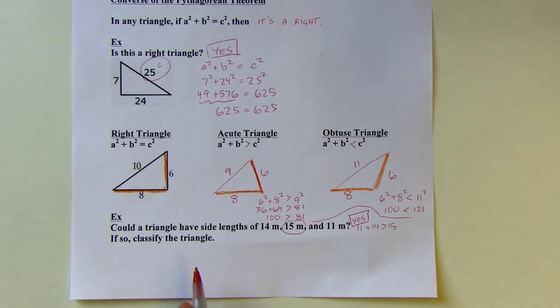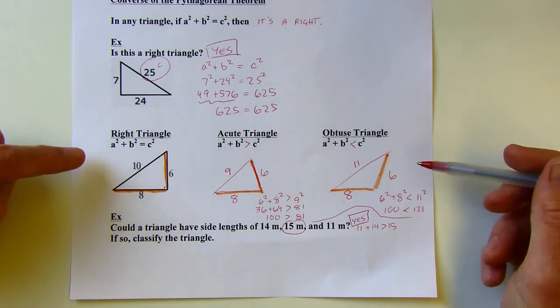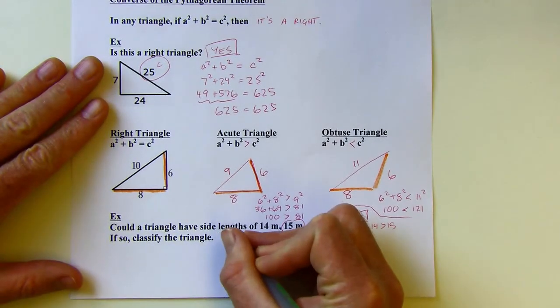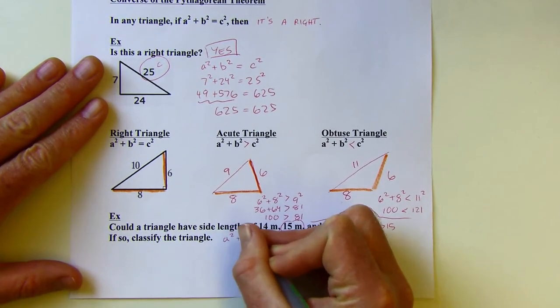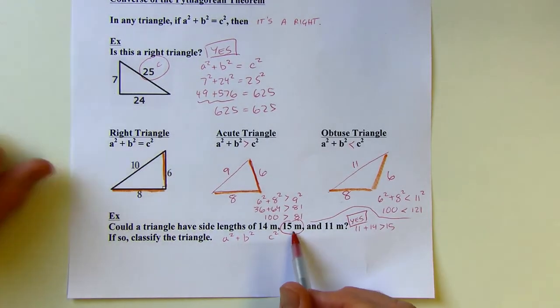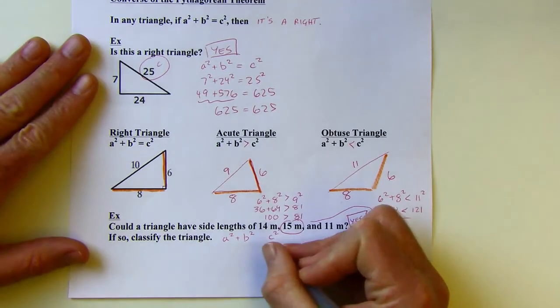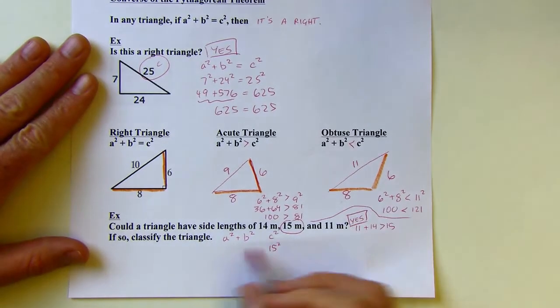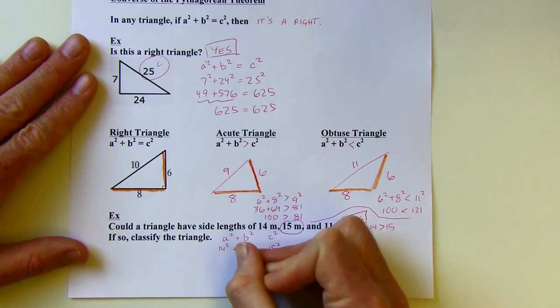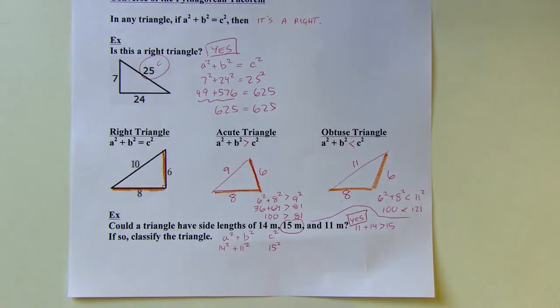Okay, so now here comes more of the work, the second part. Classify the triangle. I'm going to say if this is a right triangle or acute or obtuse. So I'm going to try a squared plus b squared and compare it to c squared. It's either going to be equal or they're going to be greater or less than. So let's see. Remember, c would have to be the largest of these. A and b are 14 and 11 in either order.